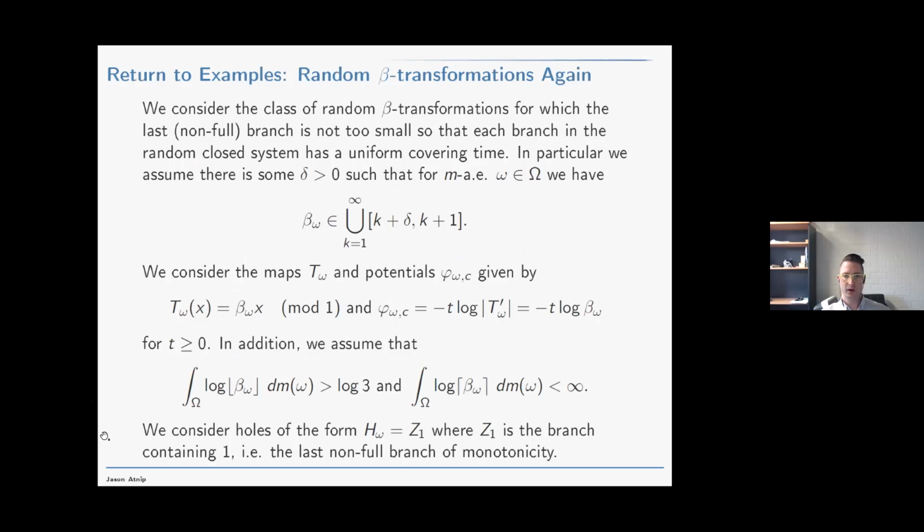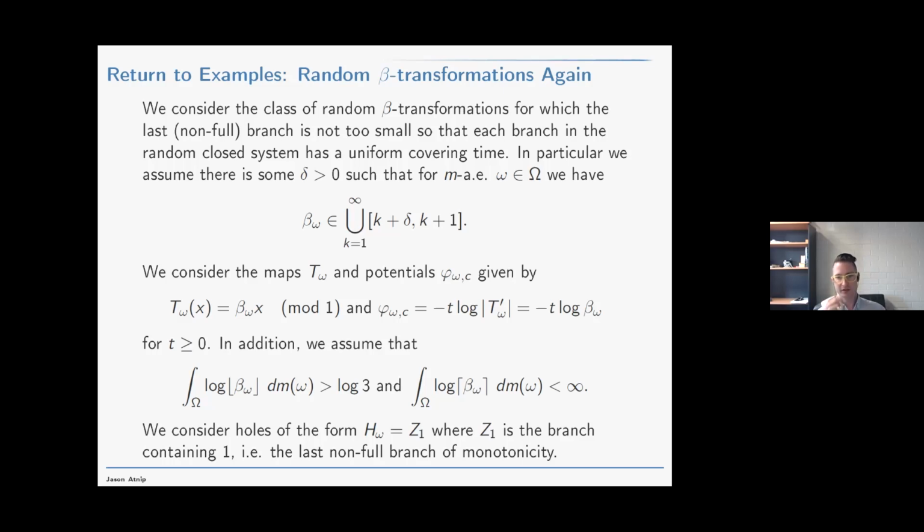Let's go back then to our random beta transformations, just to say that all of the alternate assumptions we just gave are very easy to check for this system. Here, the number of full branches we have is exactly equal to the floor of beta_ω. And we will always have exactly 0 non-full branches because we've chosen our hole to be exactly the one non-full branch that we have. So it deletes all of the non-full branches, and we're left with only full branches, something that's very easy to check.